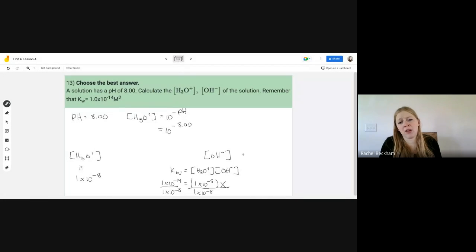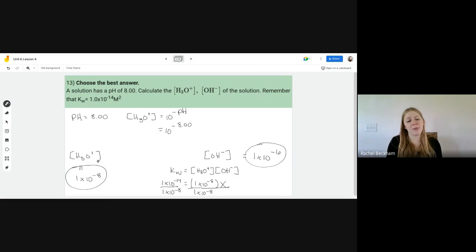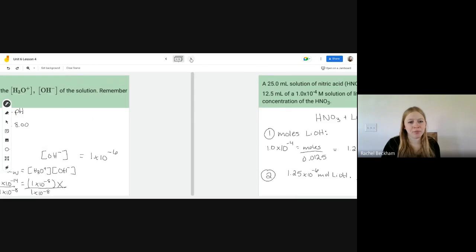So that is my concentration for OH minus. And that makes sense because 1 times 10 to the negative 6 times 1 times 10 to the negative 8 will add up to be 1 times 10 to the negative 14th. So in this situation, we had to do 10 to the negative pH to find H3O plus, which is another cool tool that you can do. You can always find H3O plus by doing 10 to the negative pH.